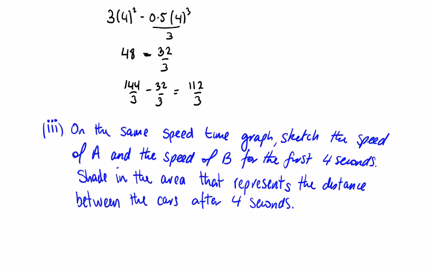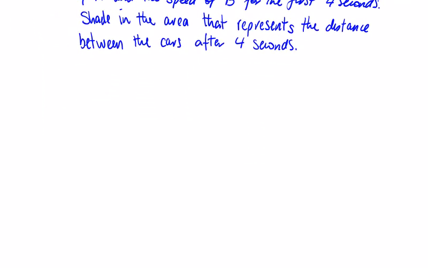Part 3, we're asked to sketch the speed of A and B on a speed time graph for the first 4 seconds and shade in the area that represents the distance between the cars. Okay, let's get our 4 points. A is t squared, so t is equal to 1, 2, 3, and 4. And so we've got a 1, a 4, a 9, and a 16. So these are my points.